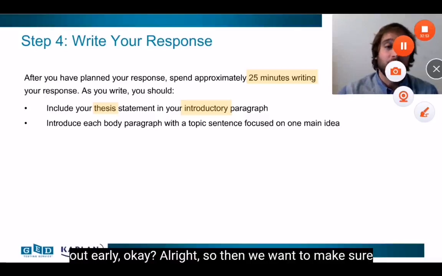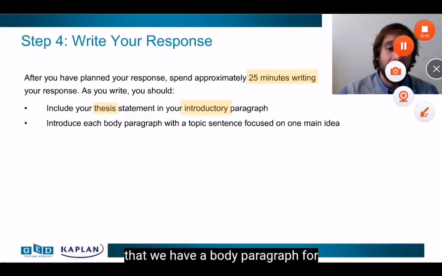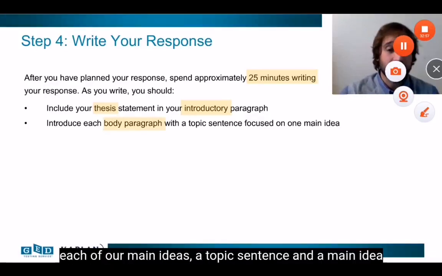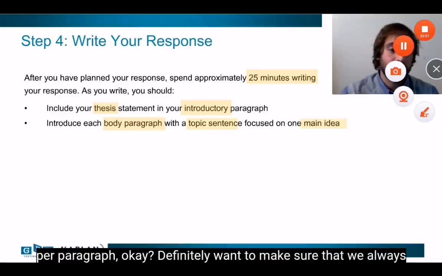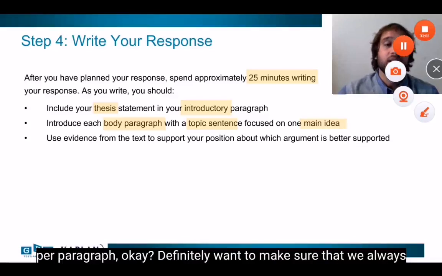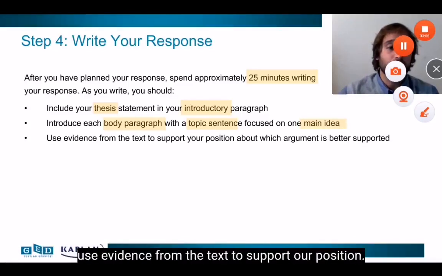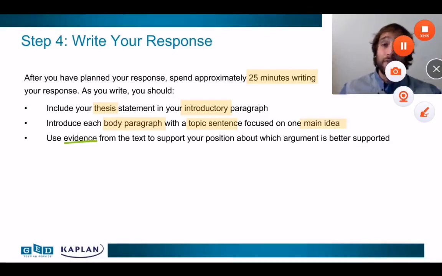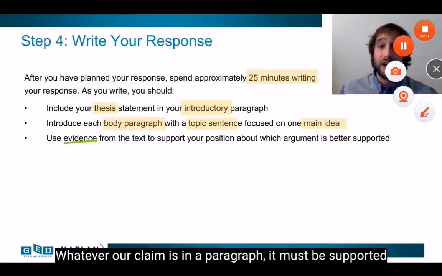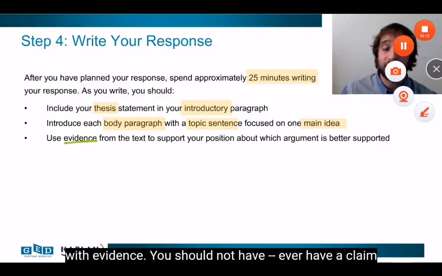Okay? All right, so then we want to make sure that we have a body paragraph for each of our main ideas, a topic sentence and a main idea per paragraph. Okay? Definitely want to make sure that we always use evidence from the text to support our position. Whatever our claim is in a paragraph, it must be supported with evidence.